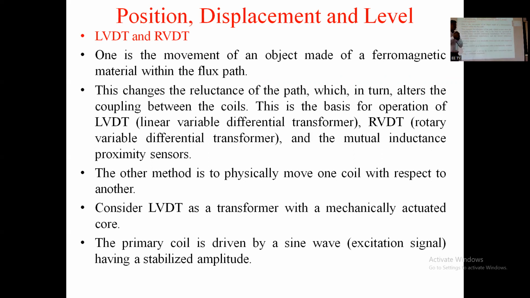If the movement of the object, or the ferromagnetic material placed in between the two coils, happens, then again there is alteration of flux. If there is alteration of flux, that means there is alteration of voltage. If we manually move either one of the coils, again there is alteration of flux in the secondary side. If there is alteration of flux in the secondary side, again there is a variable induced voltage.